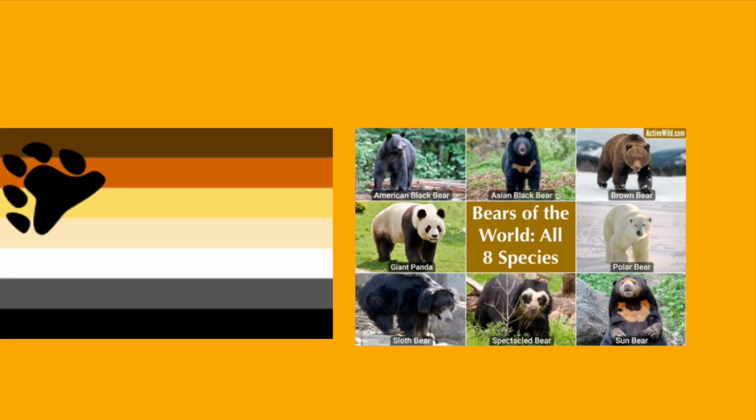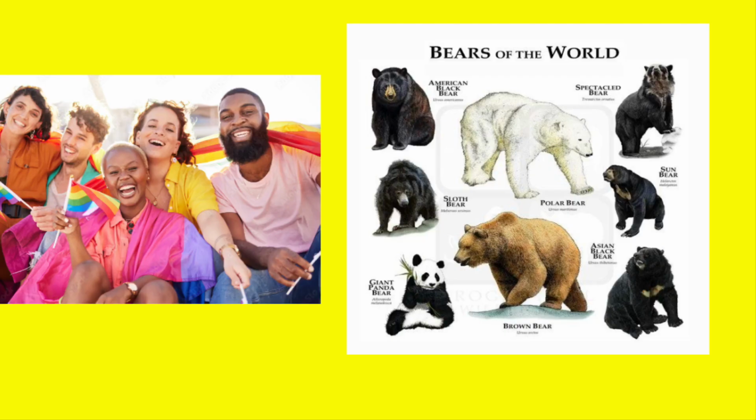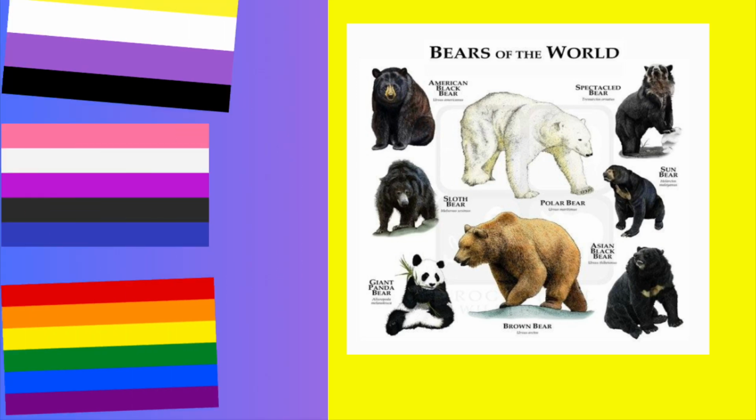Fittingly, the bear flag has a bear's paw print on the top left corner, and its stripes are of the many species of bears that exist throughout the world. There's yet an even deeper meaning behind this, of diversity within the bear community, just as the bear species is diverse in many ways, as symbolized by the colors that represent them on the bear flag.